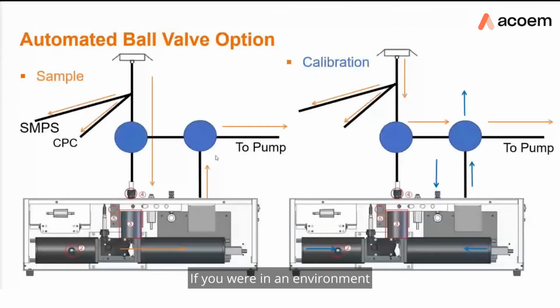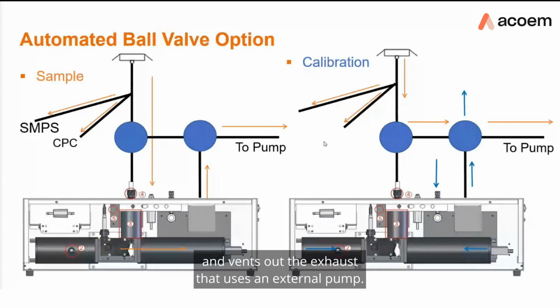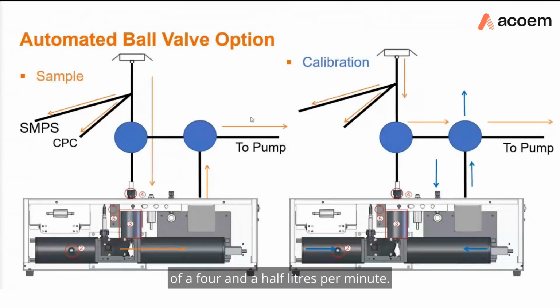If you're in an environment maybe where you're connecting in parallel with other instruments for aerosol monitoring, where they have their own fixed flows and you don't want to contaminate them, then you could use the automated ball valve option, which can be fitted to the Aurora Nephelometers. And what this option does is, during sample, it allows the sample to go through the cell and vents out the exhaust. It uses an external pump, and it has a fixed flow of 4.5 litres per minute.